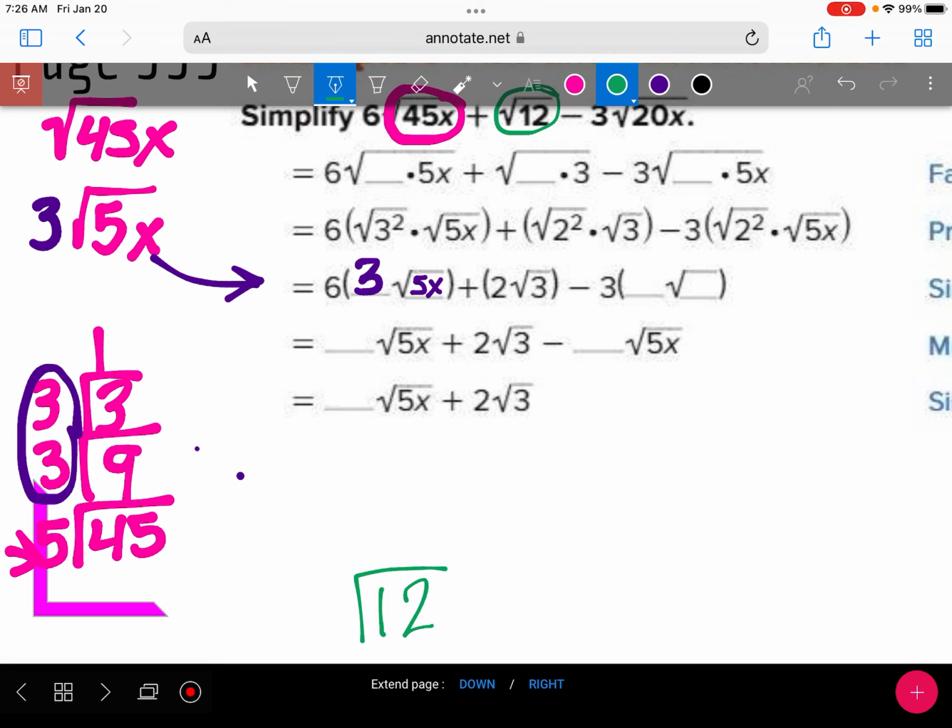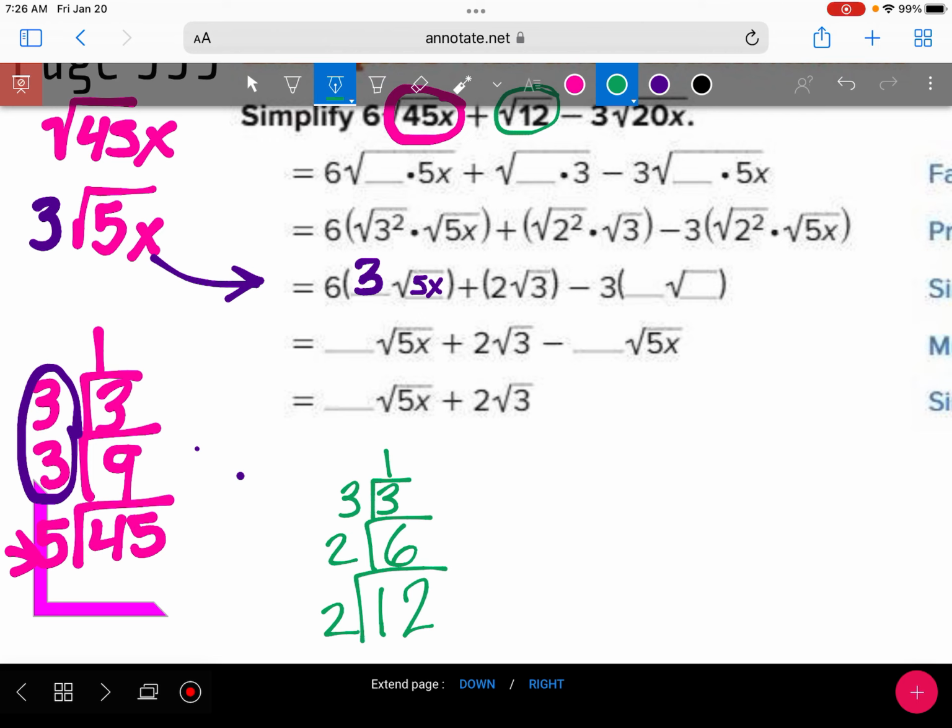What's a prime number I can take out of 12? Prime. 4 does come out, but it's not prime. 2. Divide 12 by 2 and we get 6. What's a prime number I can take out of 6? 2. Leaves me with 3. What's a prime number I can take out of 3? 3.